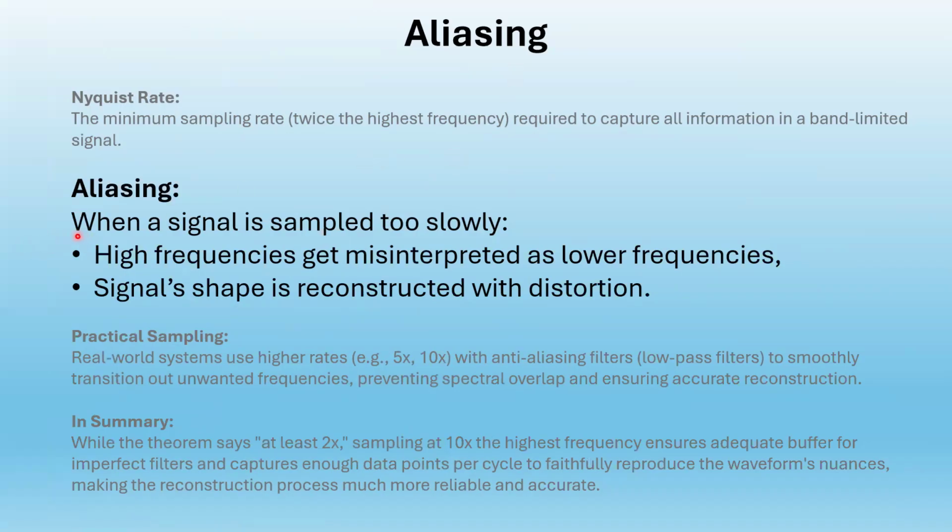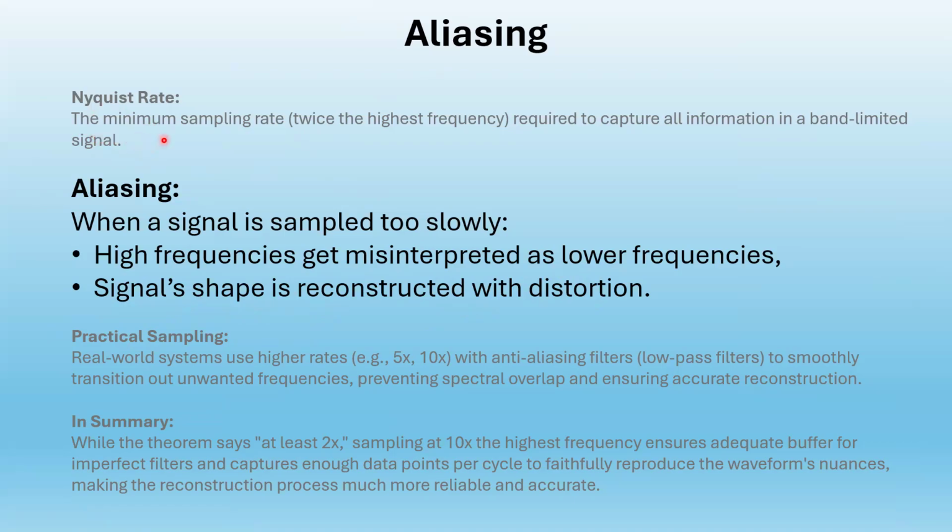What did I write here? When a signal is sampled too slowly, the high frequencies get misinterpreted as lower frequencies, and that may result in a distorted wave shape when reconstructed. So that's because of aliasing. I put that in the black text. And now let's see when I have some grayed out text.